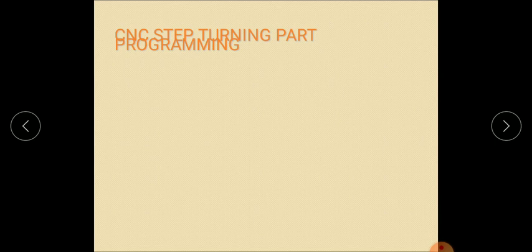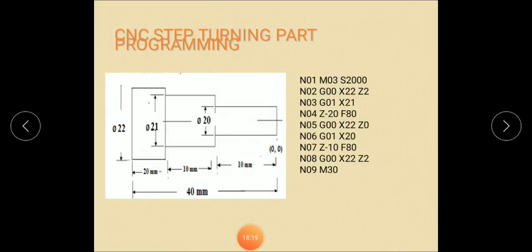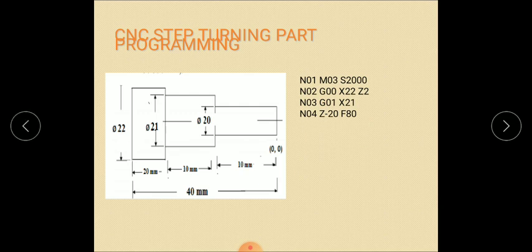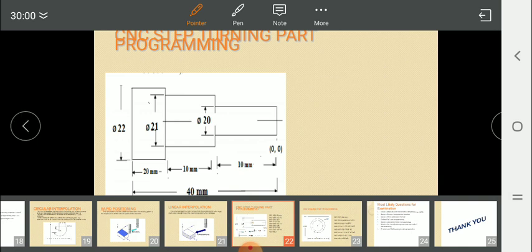Next, CNC step turning part program. Let me show the CNC step turning part programming. Here we can see a simple CNC step turning. The maximum diameter is 22, then it is turned to 21, and the last one is 20. The total distance is about 40 mm, and this is the reference point, that is 0. Now let me begin writing the program.